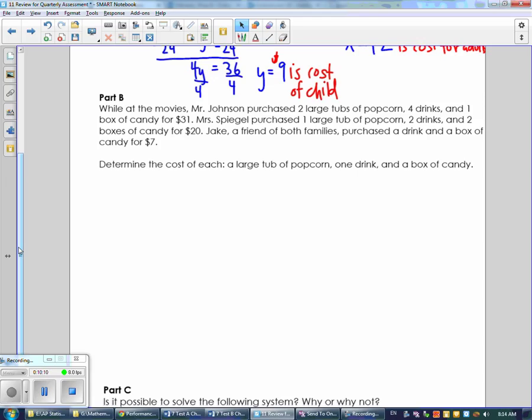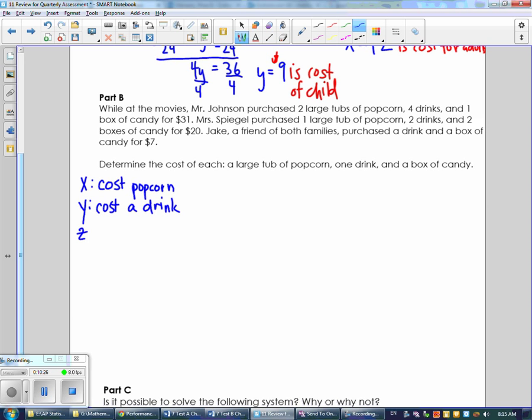Okay, the first thing we need to do is define our variables. So I'm going to go ahead and let x represent the cost of the popcorn. I'm going to let y represent the cost of a drink. And I'm going to let z represent the cost of a box of candy. All right, and now I'm going to go ahead and write my equations. So Mr. Johnson purchased 2 large tubs of popcorn, that's 2x, 4 drinks, that's 4y, and 1 box of candy, that's 1z, and he spent $31.